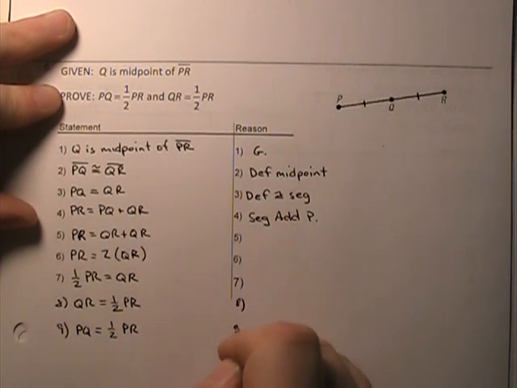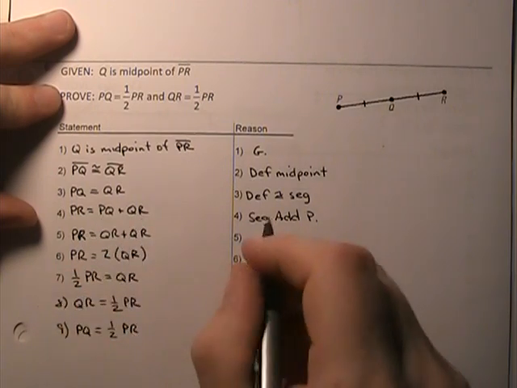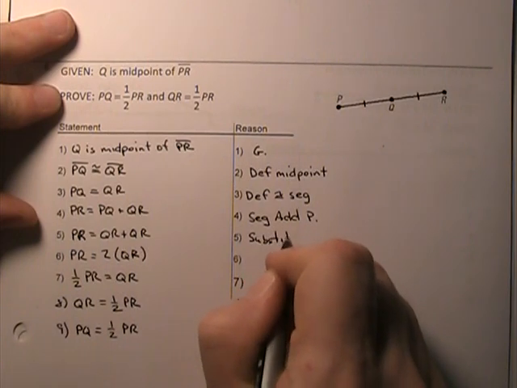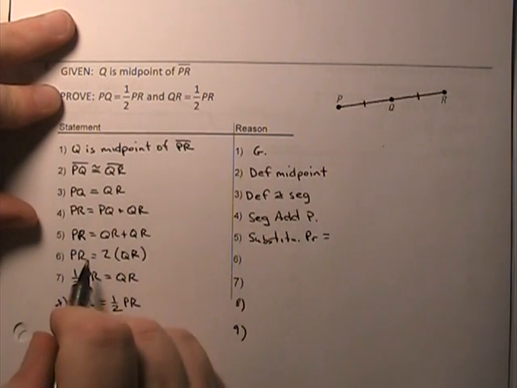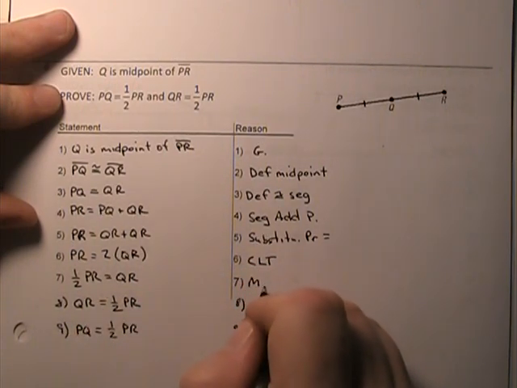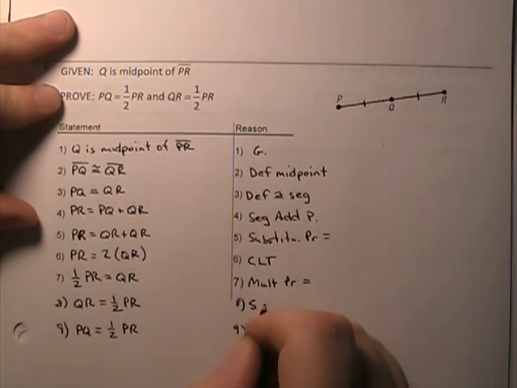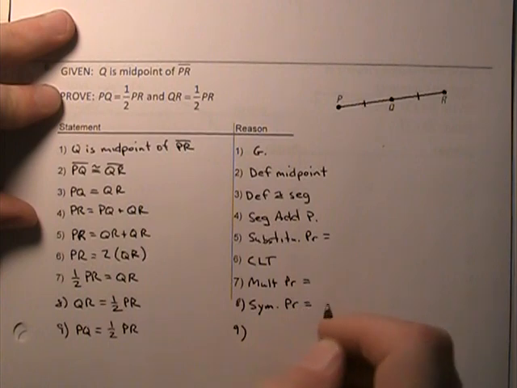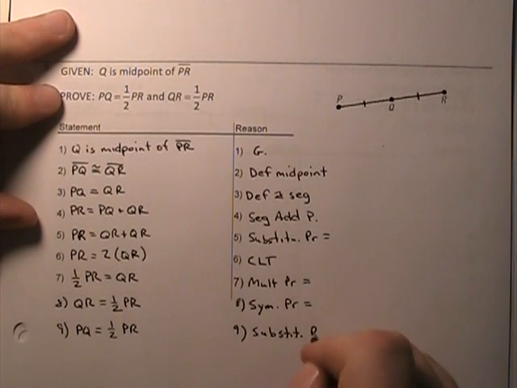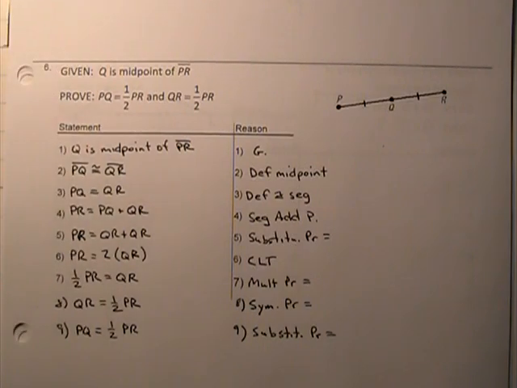So I need to fill in my reasons here. PR, why does this equal? Okay, so I did the segment addition postulate. This is the substitution property. And this is combine like terms. And this is the multiplication property. And this is the symmetric property. And this is the substitution property of equality. Alright, so there's a couple more proofs, and check out the next video and I'll keep going.